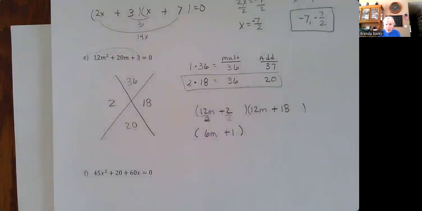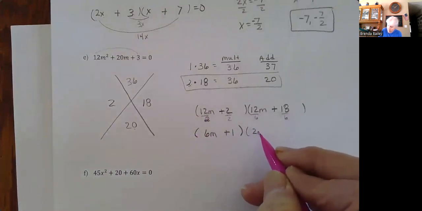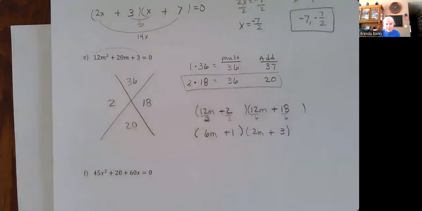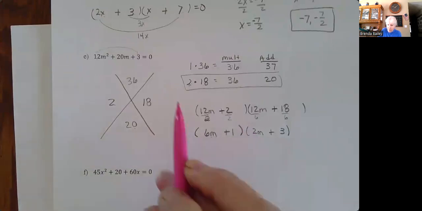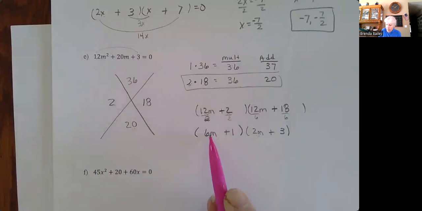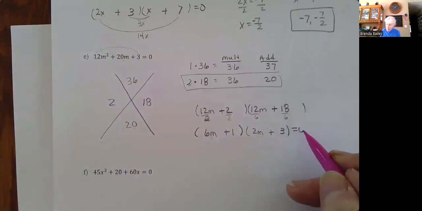And then the other one, what goes into 12 and 18? The highest number would be a 6. So divide by 6. 2m plus 3. And there's your factor. You could check it. The first times the first is 12m squared. And then you've got 2m and 18m is 20m. The last times the last equals 0.